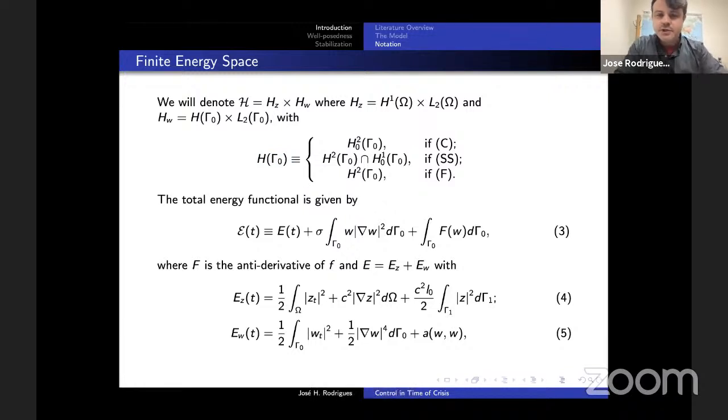And if you compute the total energy associated with system 1, 2, you can see that its expression will be given by number 3, in which we have the positive part of the energy, plus some nonlinear term that comes from the plate equation. Here, this capital function F is an antiderivative of our nonlinear source. And the positive portion of the energy is given by expressions 4 and 5 for the wave and plate, respectively.